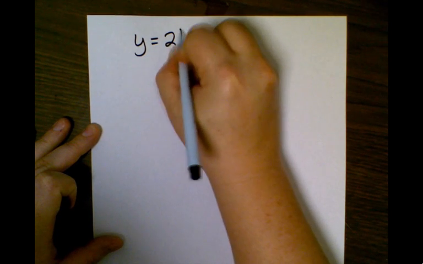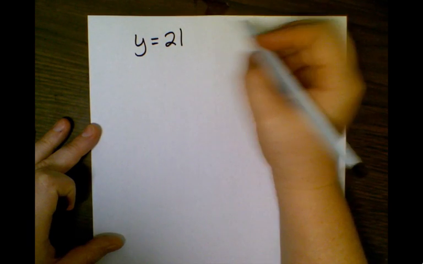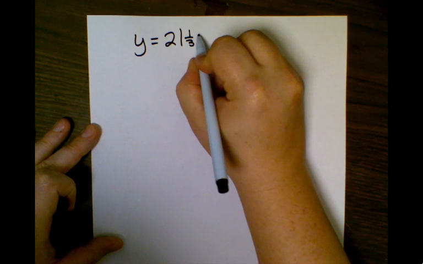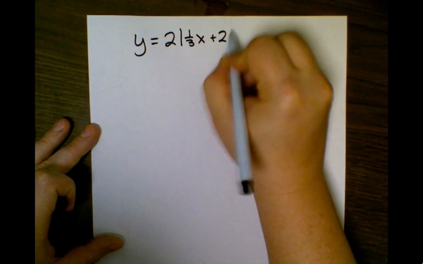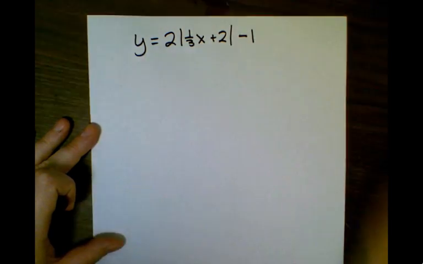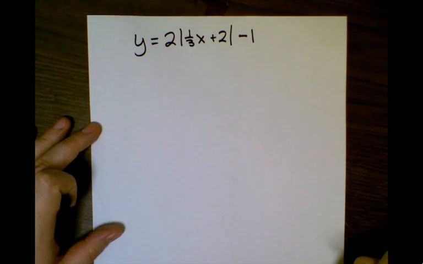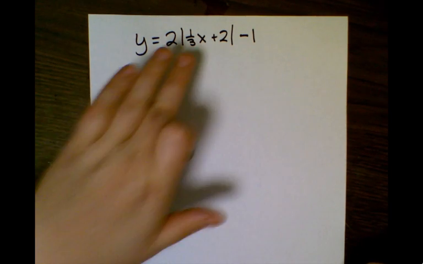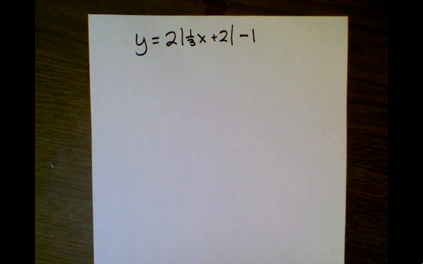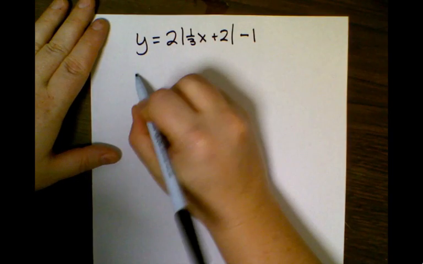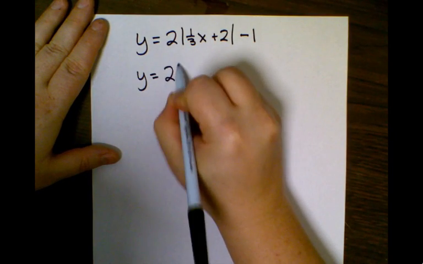Let's do an example. Suppose we have y equals 2 times the absolute value of 1/3 of x plus 2, minus 1. Wow. Okay. First, there is a coefficient on the x, so let's factor that out. So y equals 2 times the absolute value.